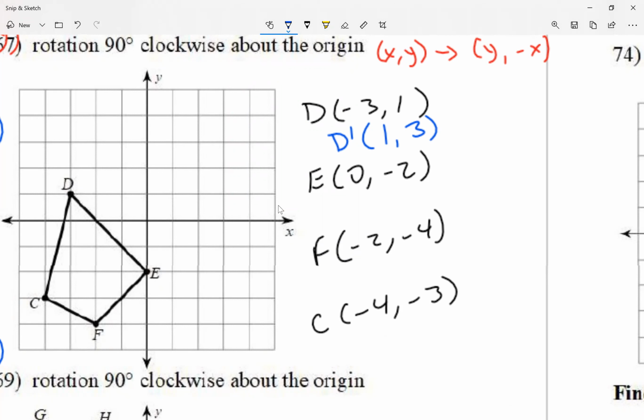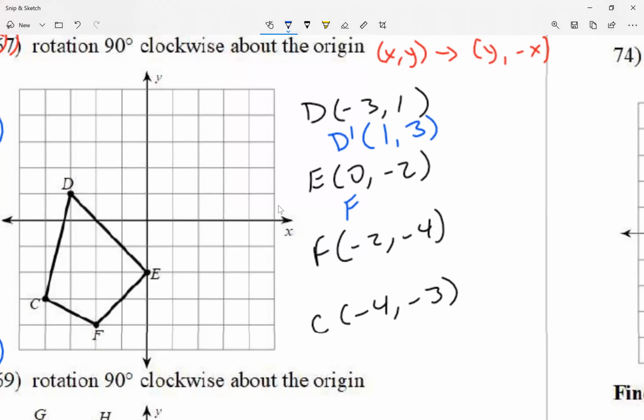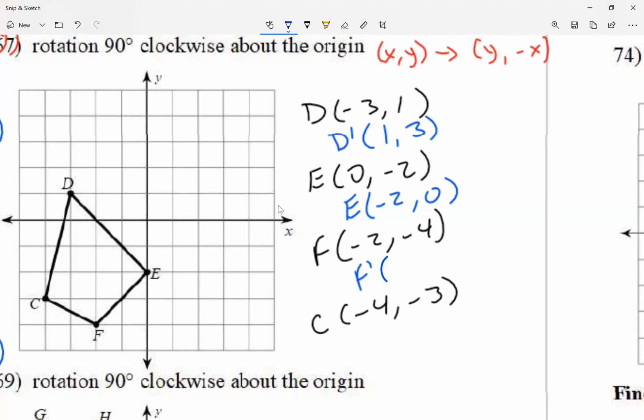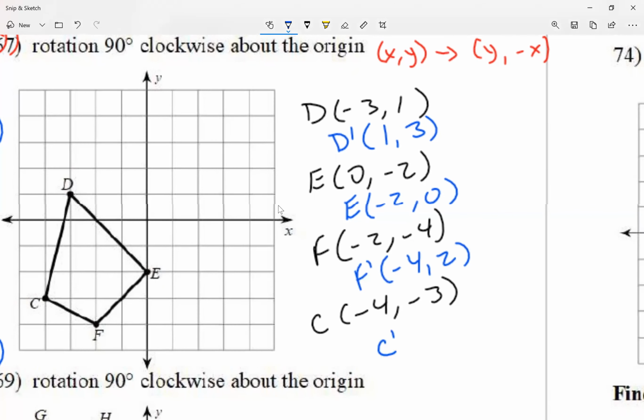All right, so now point E, E prime, will become -2, 0. I flip them, but again, there's no such thing as a -0, so just -2, 0. F prime, my values would be -4, +2. Notice the only one that switched sign was the 2, from negative became positive. And lastly, the coordinates of C prime will be -3, +4.